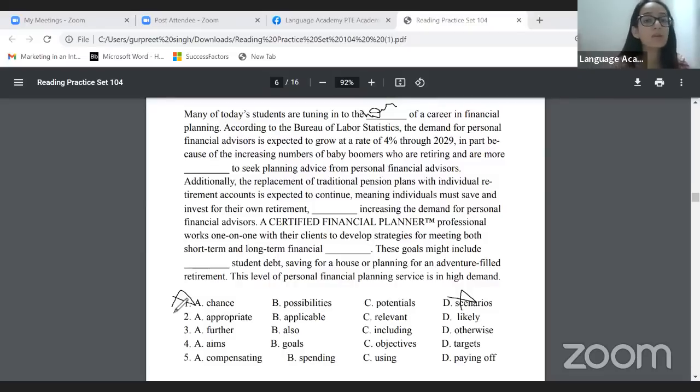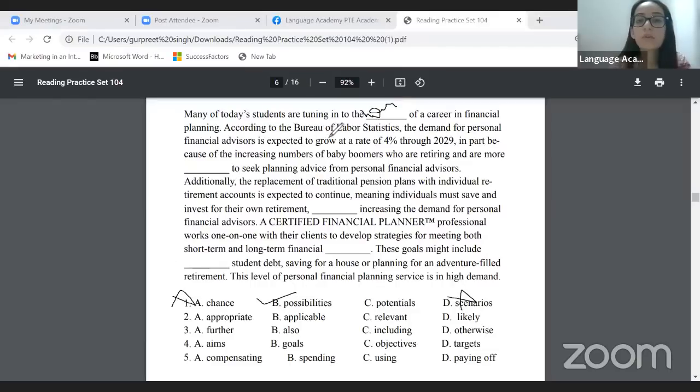Particularly when you are saying students are trying to find out possibilities of a career in financial planning. Financial planning is just a field. They are trying to find a career in that field. They are not tuning into the potentials of a career, capabilities of a career. No, possibilities. Is there a possibility for them to have a career in financial planning? That is what the sentence is.